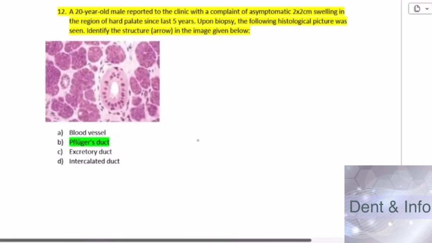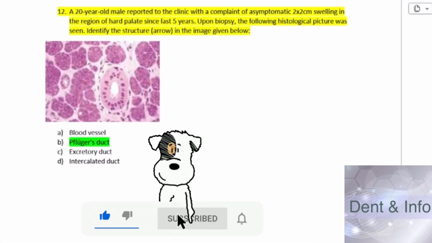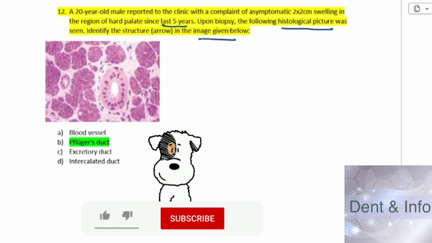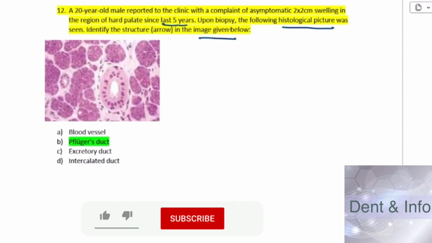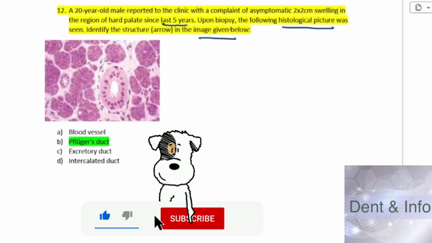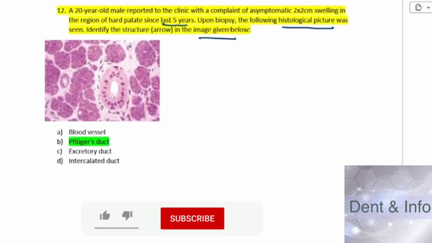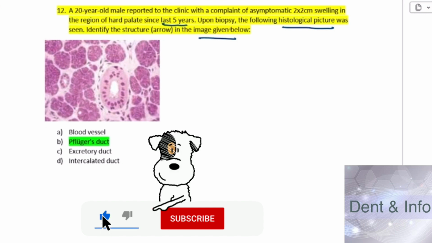Question number 12. A 20-year-old male reported to the clinic with a complaint of asymptomatic 2 by 2 centimeter swellings in the region of hard palate since last 5 years. Upon biopsy, the following histological picture was seen. Identify the structures. They have given a clinical description here. It looks initially that they might be asking us about pathology, but then they ended up asking a histology related question. Okay, they have not asked to identify the pathology here. What lesion? Nothing. Just the site they have mentioned.